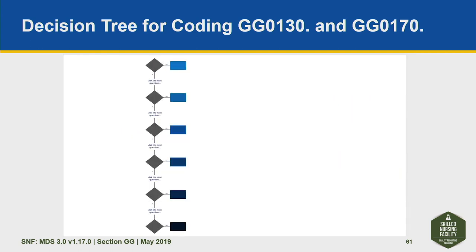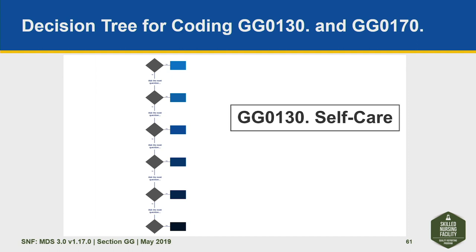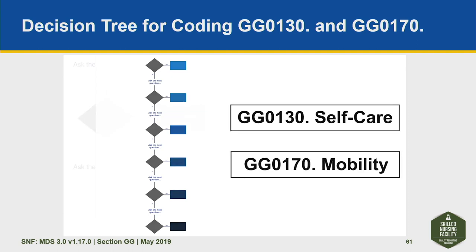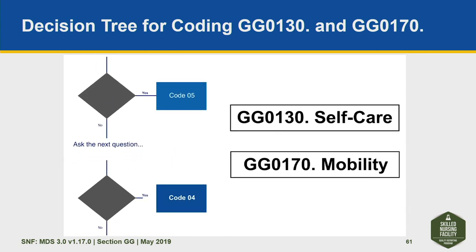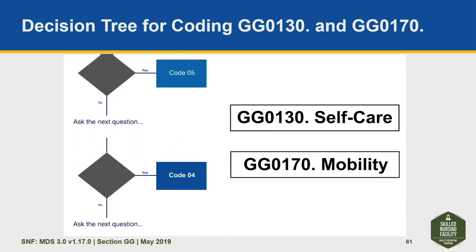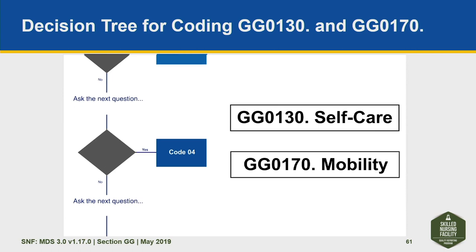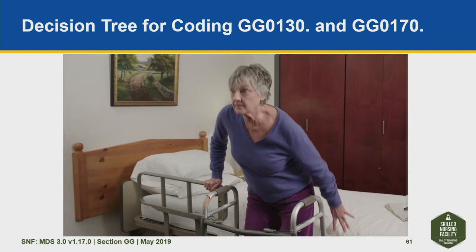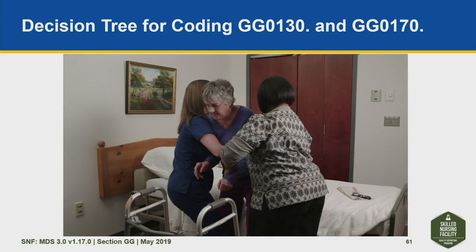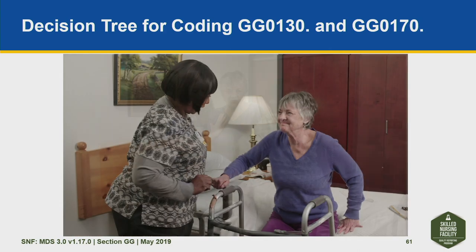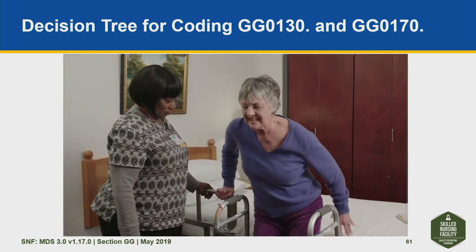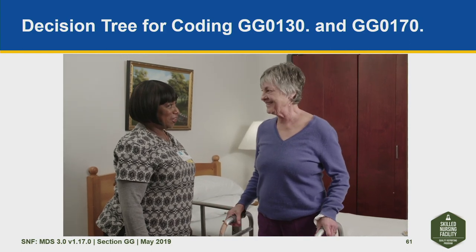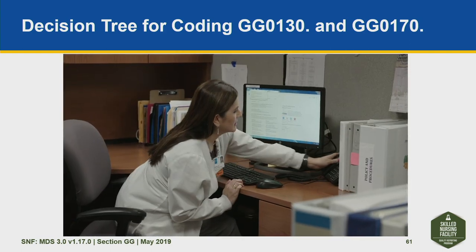This video provided you with an overview of the decision tree for coding GG0130, self-care, and GG0170, mobility. We reviewed a series of key coding questions to help you identify the correct code for your patient or resident. Accurate coding is important to capture patient and resident safety, appropriate goal setting, and accurate evaluation of the patient's or resident's functional ability at discharge. We hope you found this video helpful.